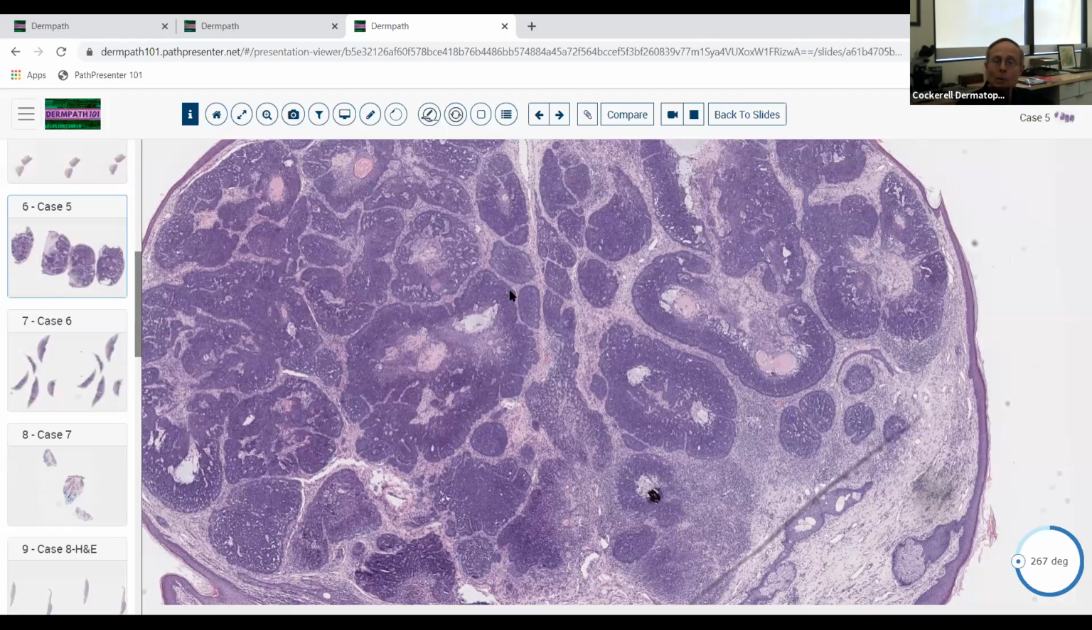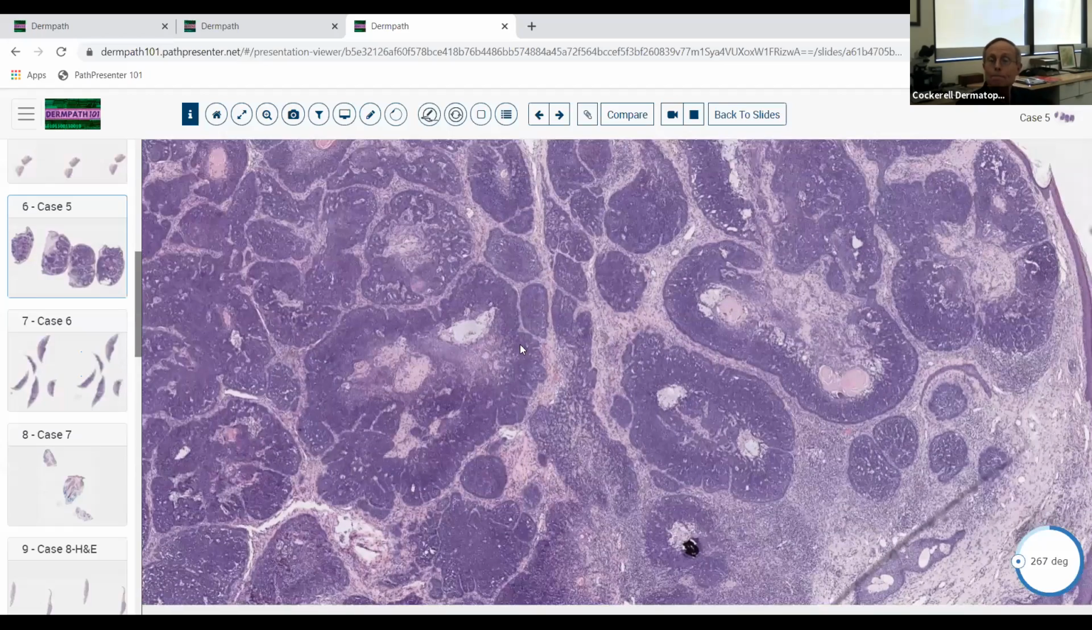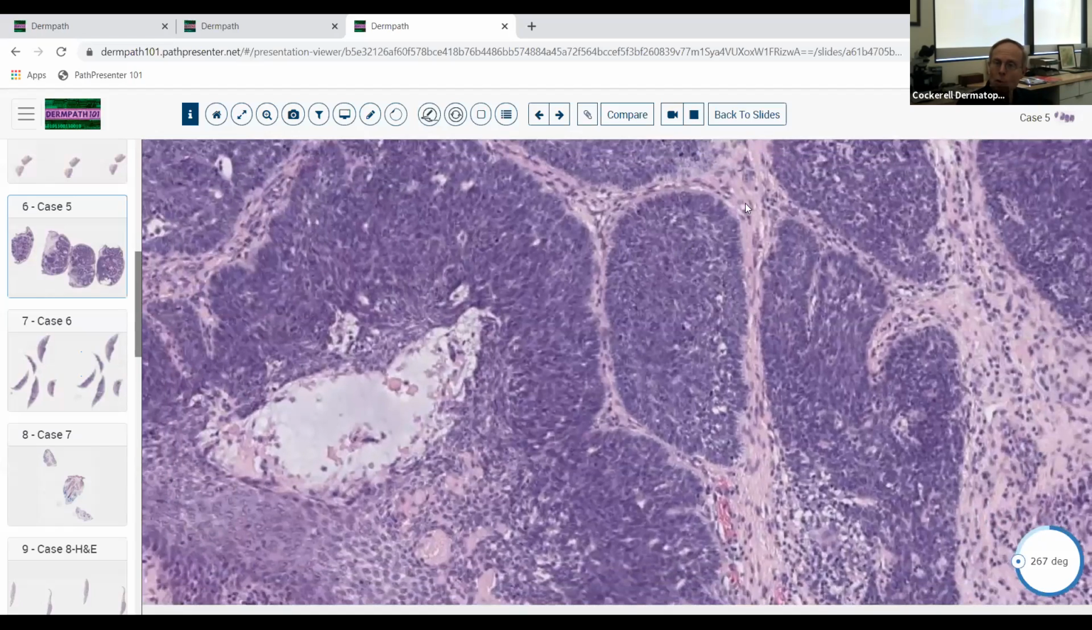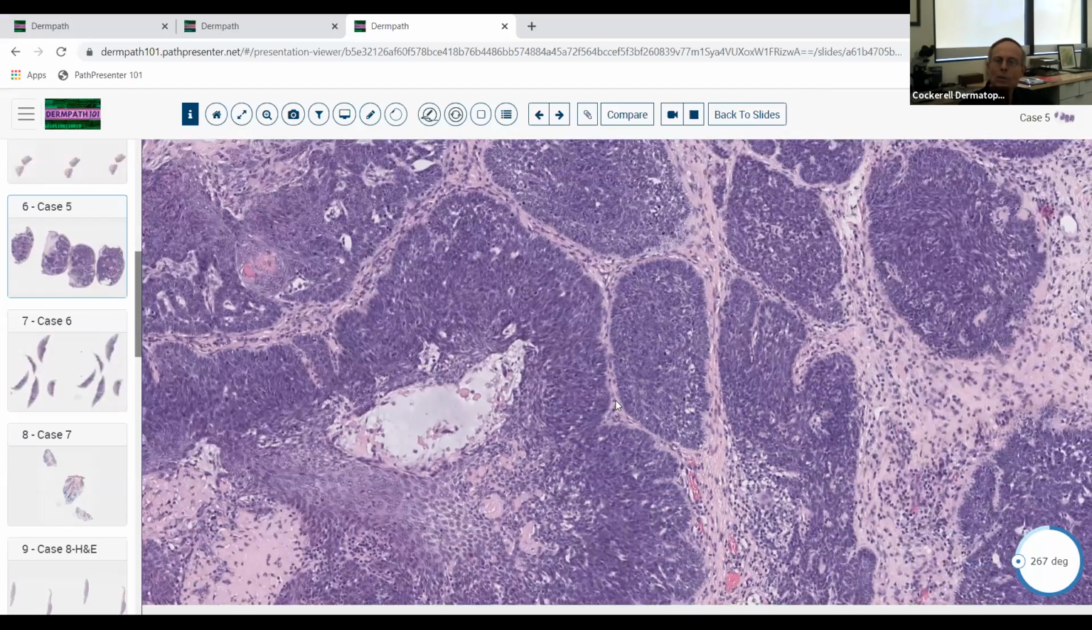Here we've got inferior portion, or we've got mantle zone. So we've got basaloid cells. So we've got a fairly prominent stroma. We really don't have clefting here. So we've got a neoplasm that's a primitive follicular lesion.